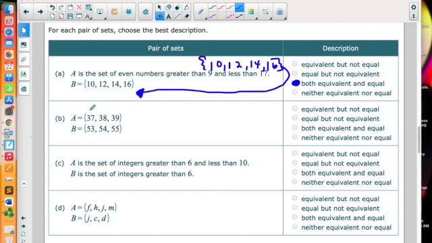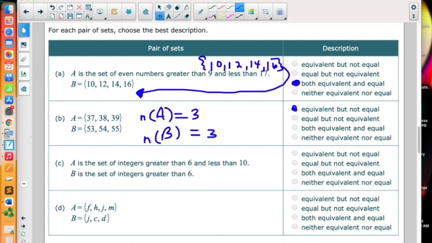Here, A is 37, 38, 39. B is 53, 54, 55. These sets are not equal. They don't have the same elements, but they are equivalent. Equivalent but not equal. The number of elements in set A is 3. This little e means what is the cardinality of A? How many elements are in there? There are 3. The number of elements in set B is also 3. Equivalent, same number of elements in each set.